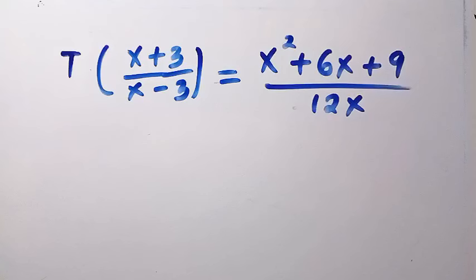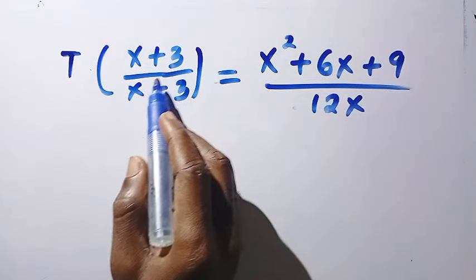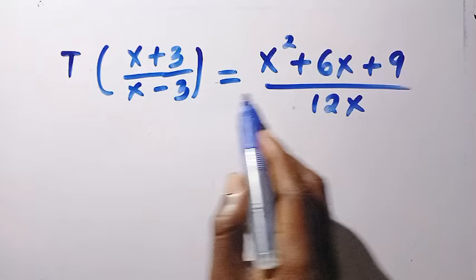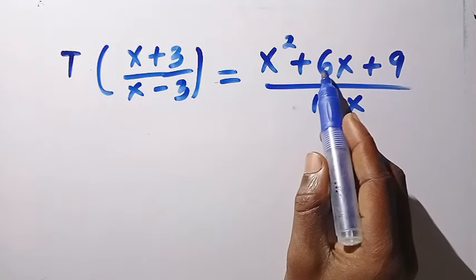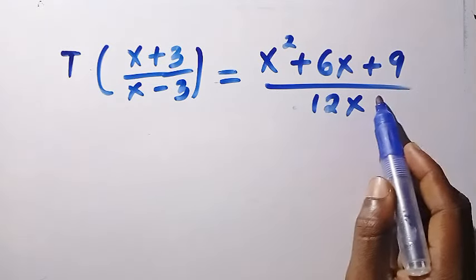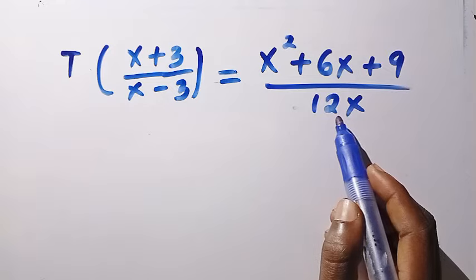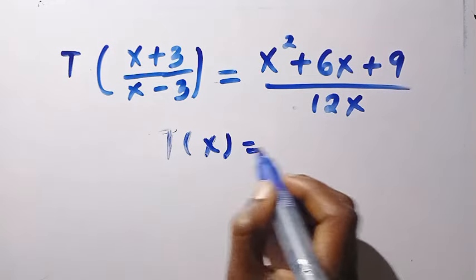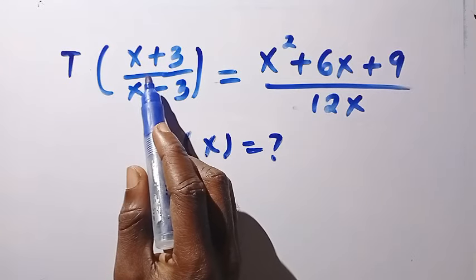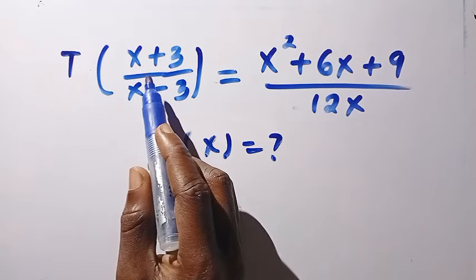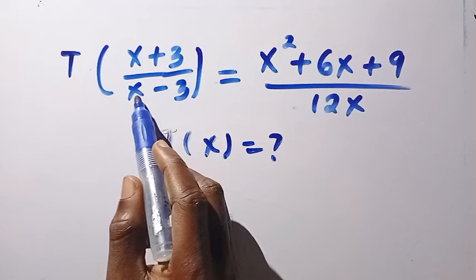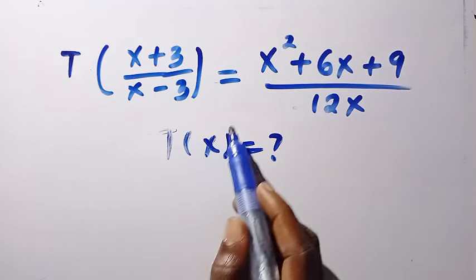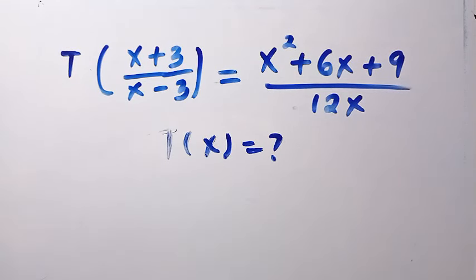How to solve these nice functional equations: given that t of (x plus 3)/(x minus 3) equals (x squared plus 6x plus 9)/(12x). We're interested in getting t of x only, given the domain. The initial argument was (x plus 3)/(x minus 3); I want to reduce it to only x. How to solve this is very simple.